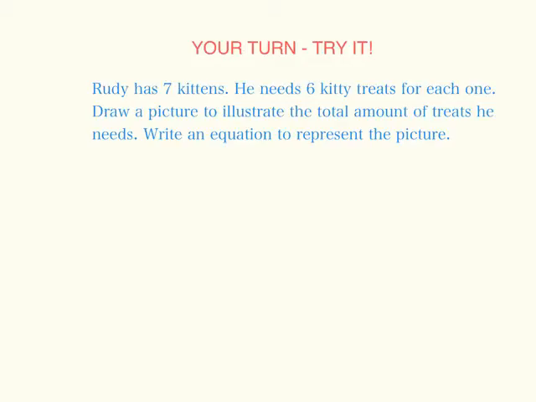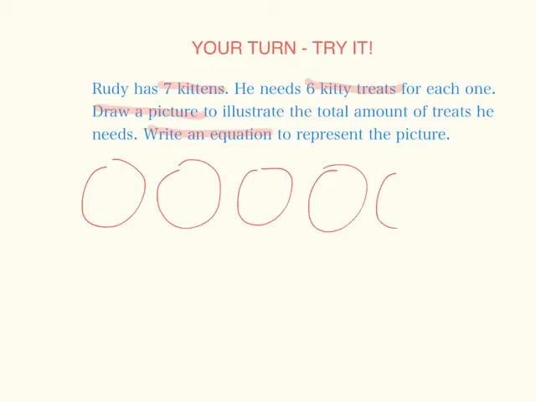Okay, it says here that Rudy has 7 kittens. He needs 6 kitty treats for each one. Draw a picture to illustrate the total amount of treats he needs and write an equation to represent the picture. Let's do it. So we have 1, 2, 3, 4, 5, 6, 7 kitties. 6 treats for each kitty.